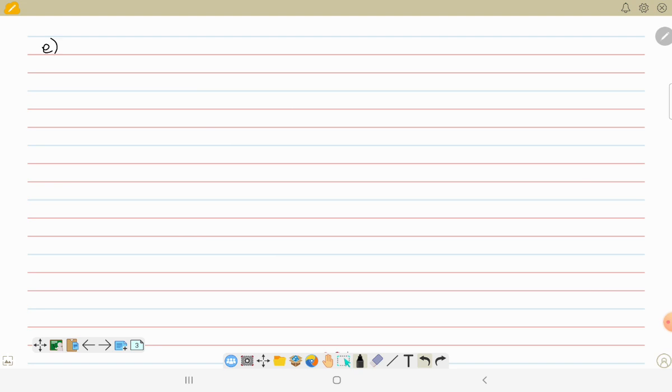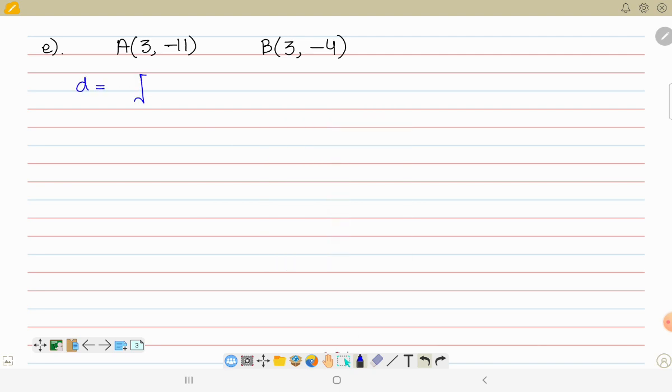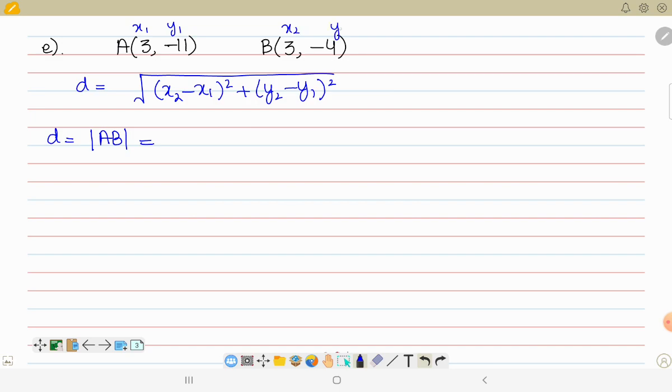Let's say this is going to be the E part. First point A is 3, -11 and the second point B having the coordinates 3 and -4. Let's write down the distance formula again. D is equal to square root of x2 minus x1 whole square plus y2 minus y1 whole square. Let's apply it on the sum having the points A and B. This is x1, y1. This is x2, y2. So 3 minus 3 whole square plus -4 plus 11 whole square.